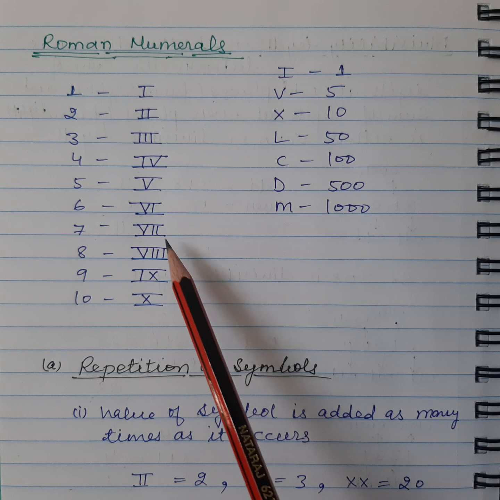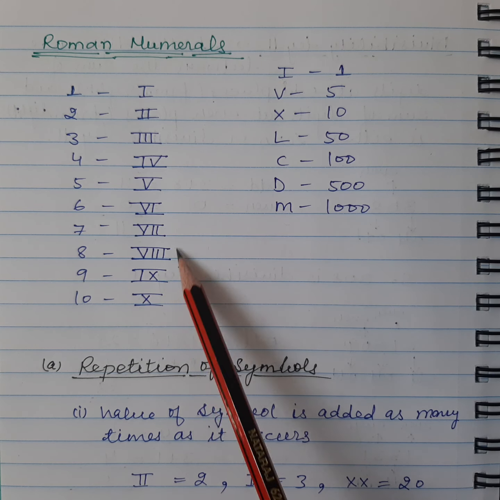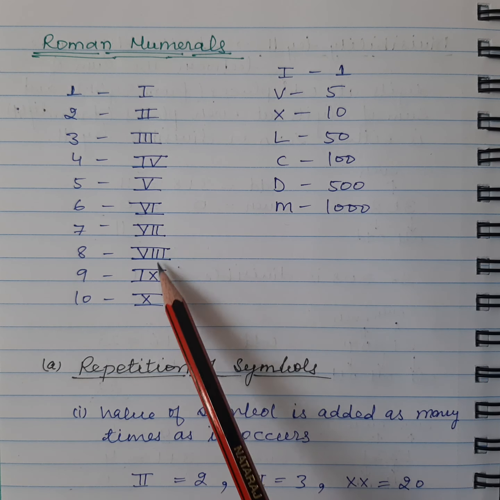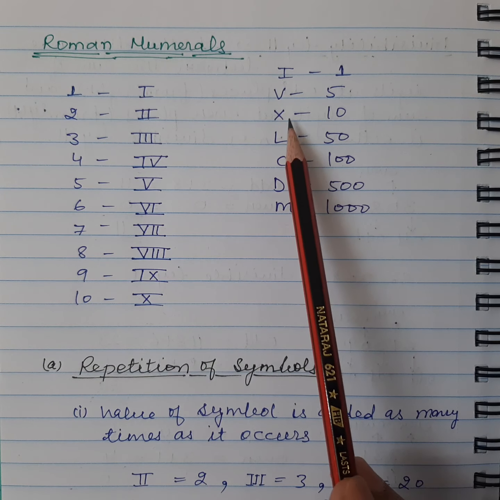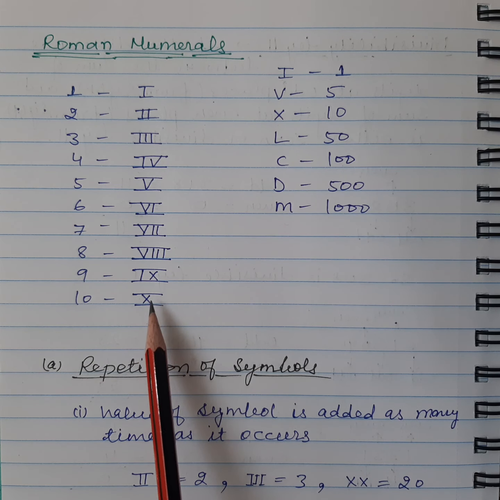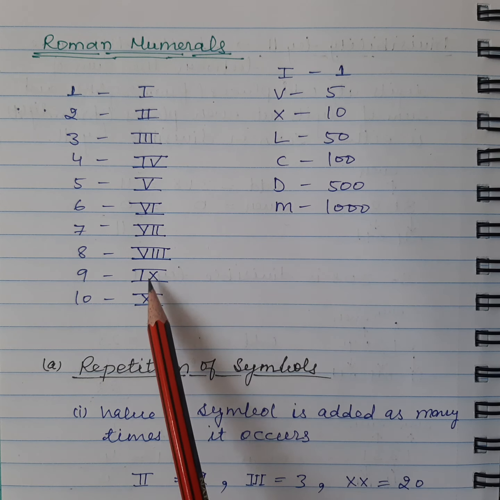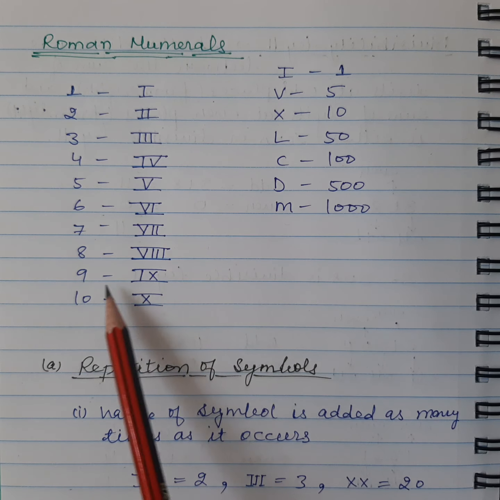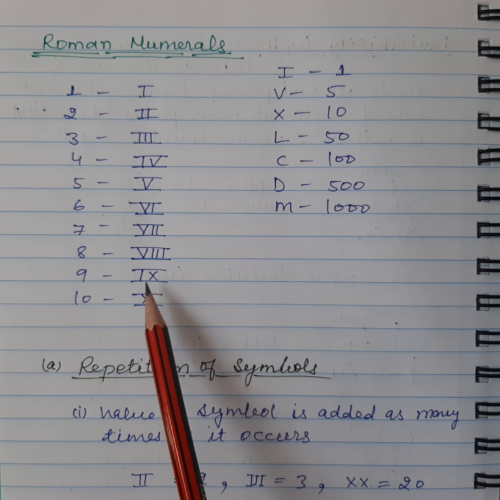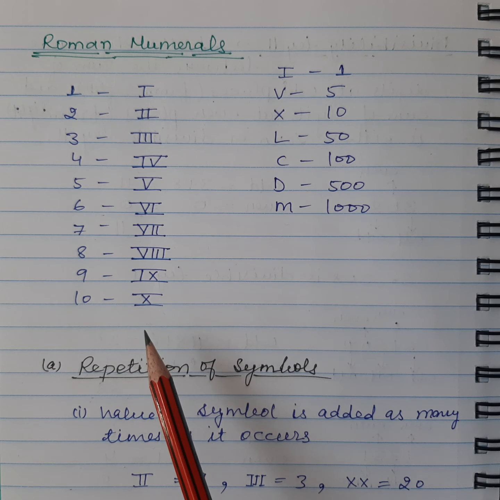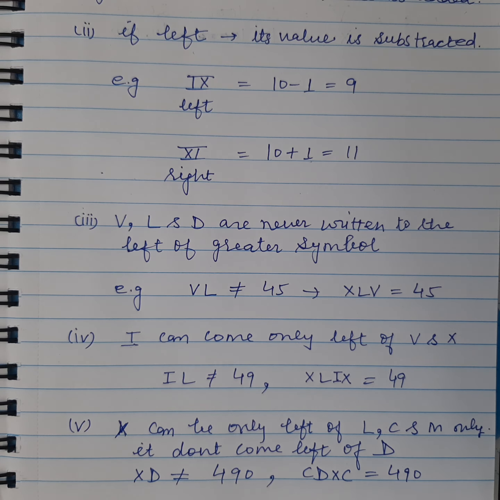So we cannot repeat a symbol more than 3 times, so we cannot write 9 as VIIII. We know the symbol of 10 is X. So if we write I at the left of X, its value will be subtracted. So 9 becomes IX, I to the left of X, and we know X is equal to 10. We need not add or subtract anything from 10. So let's also discuss other rules relating to Roman numbers.